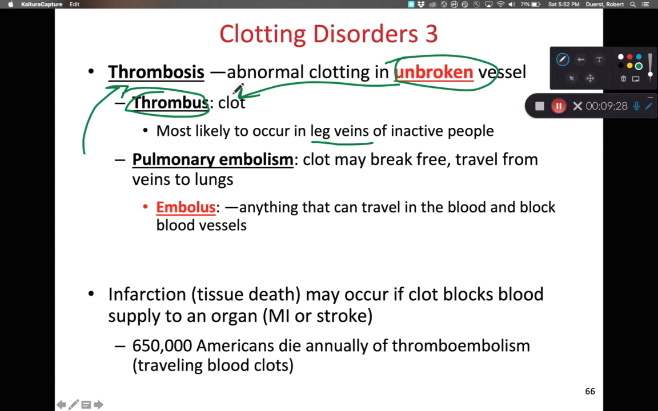The moment that blood clot moves around, it goes from being categorized as a thrombus to an embolus. So when a thrombus breaks free, it's now an embolism. And when we look at the diameter of blood vessels, these thrombi typically form in the veins of the legs. The veins of the legs pump blood back towards the heart, and as we go back towards the heart, the veins get larger and larger and larger.